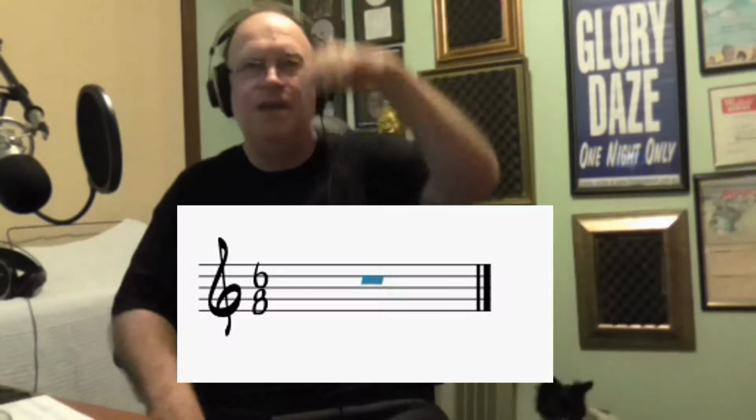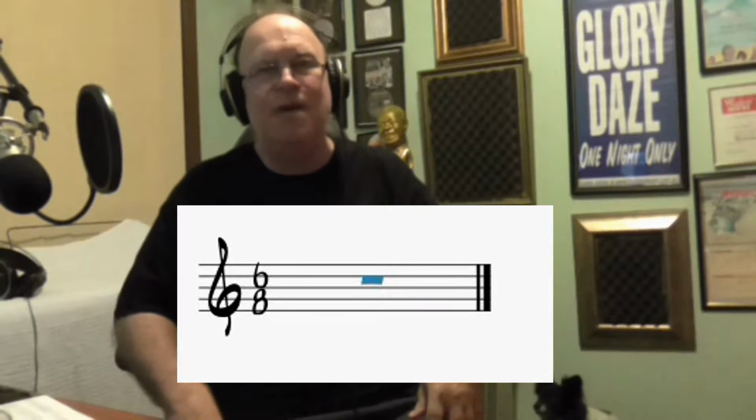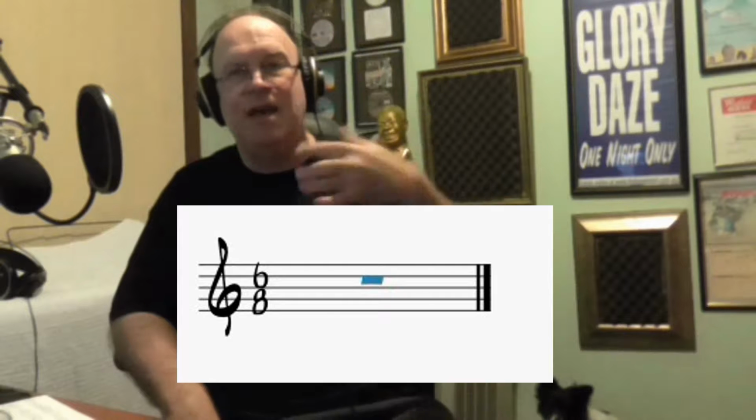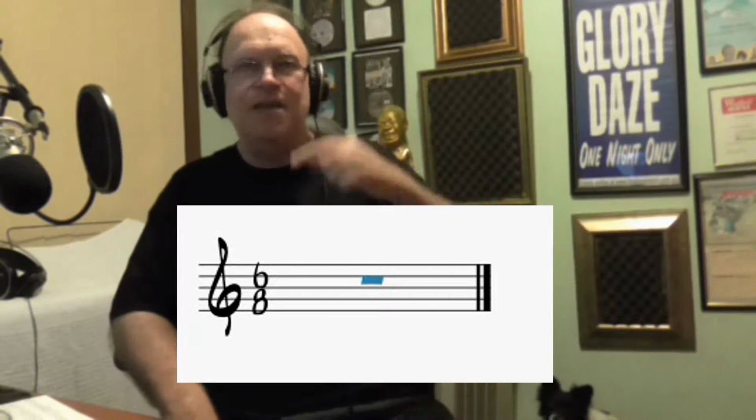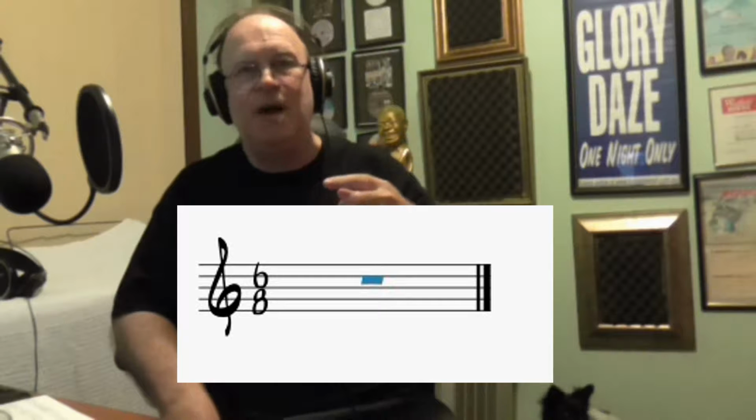In the last lesson we talked about 4-4, crotchets and quavers. This lesson I'm calling, what is this thing called 6-8? You'll see this occasionally in the beginning of your music. Basically what it means is 6 as in how many, 8 as in quavers or eighth notes. So each bar has 6 quavers. It'll look like this.